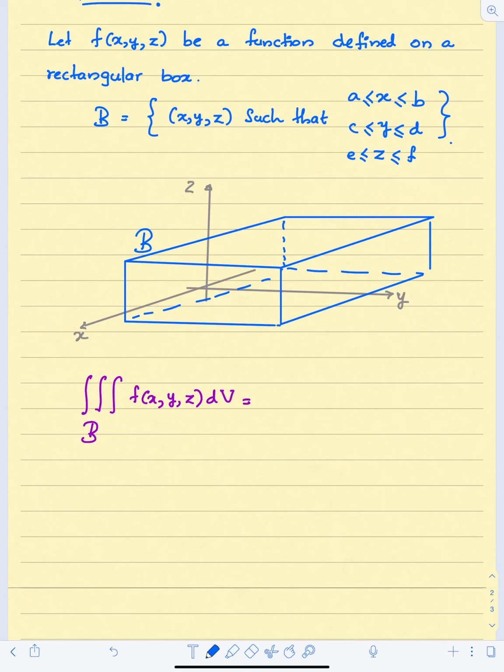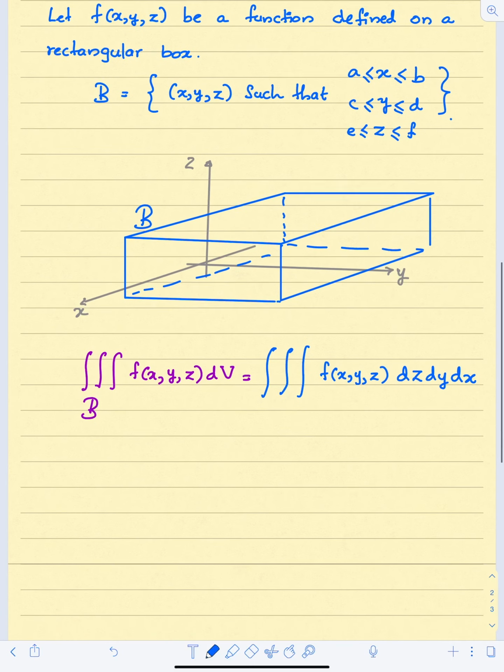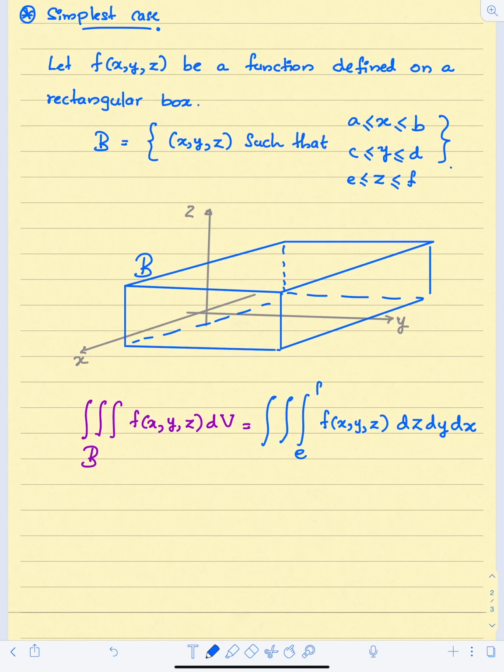Okay. In this particular case, the triple integral of f dV over the domain B equals the triple integral of f. Now this volume element dV can be written like this: dz dy dx. It is a volume element. Now if I use this order of integration, then the limits of the inner integral should be e to f, the limits of the middle integral should be c to d, and finally the limits of the outer integral should be a to b.